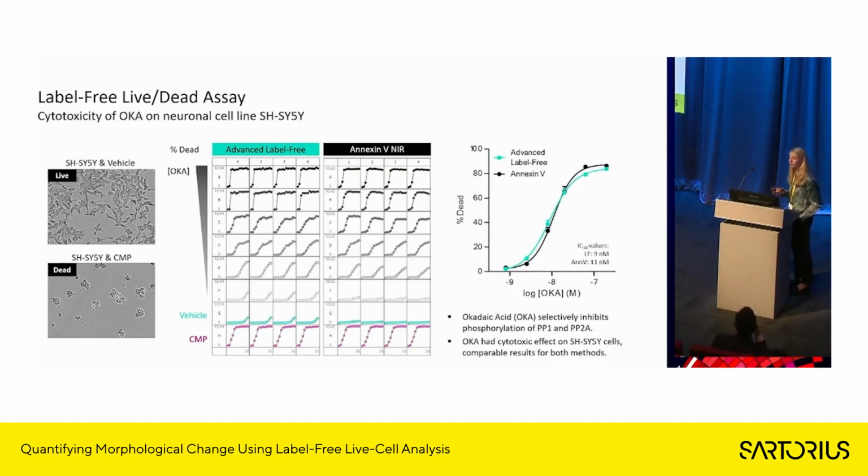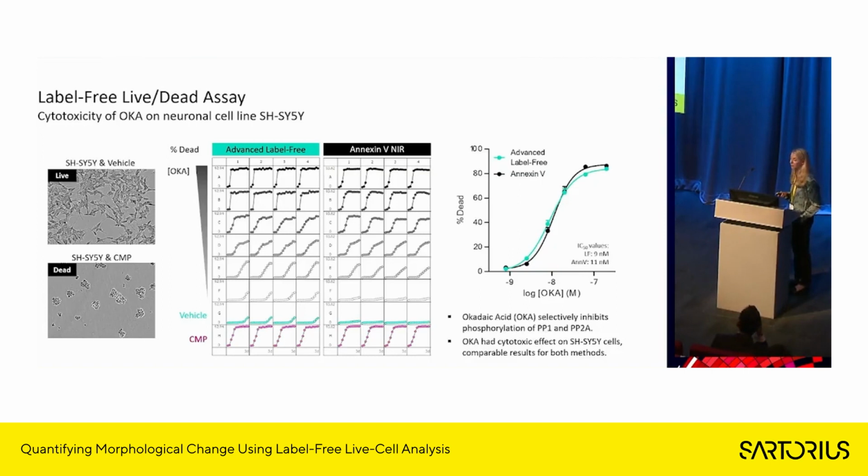We then quantified the number of dead cells using both advanced label-free classification and a classification of the Annexin fluorescence. For the advanced label-free classification, we used vehicle wells across all time points to train for live cells, and then we used camptothecin, which is our positive control, at the final time point to train for our dead cells. And there are some representative images of these control populations shown here.